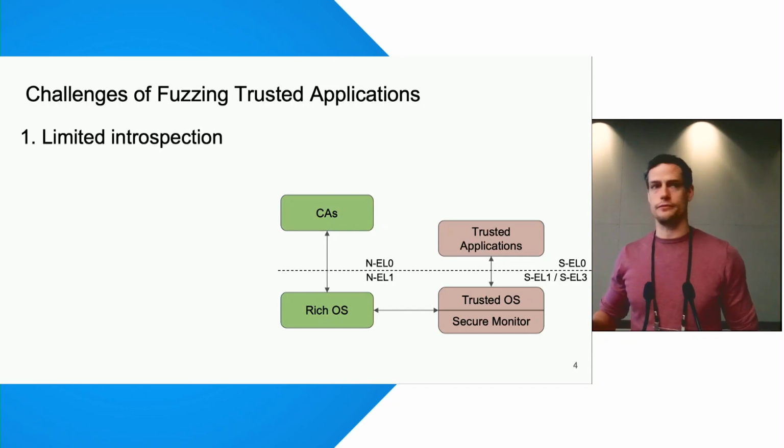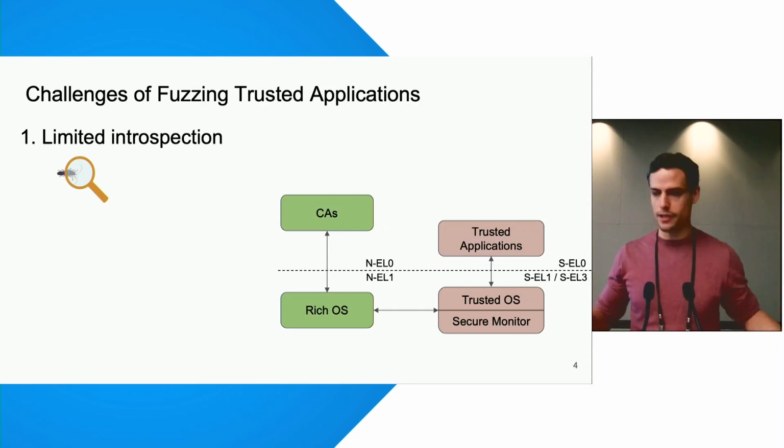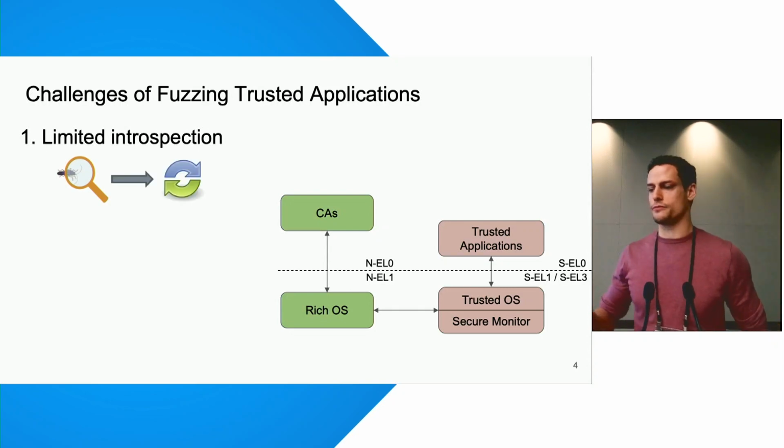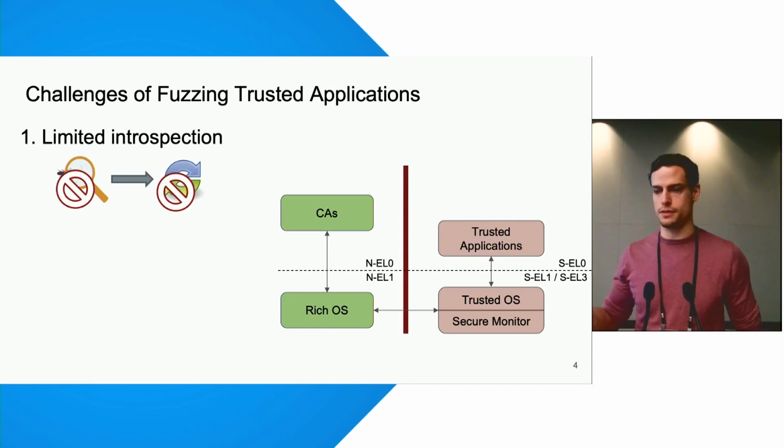So first of all, if we fuzz on a device, we have very limited introspection capabilities. In a world where we have gray box fuzzers with very capable introspection capabilities, we usually have coverage-guided feedback or some other sort of feedback mechanisms. Due to the isolation enforced by ARM TrustZone, we don't have this when we fuzz trusted applications on a device.